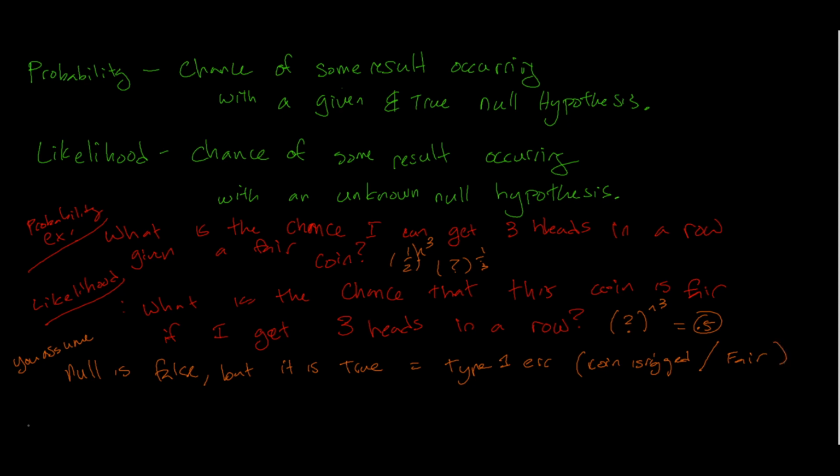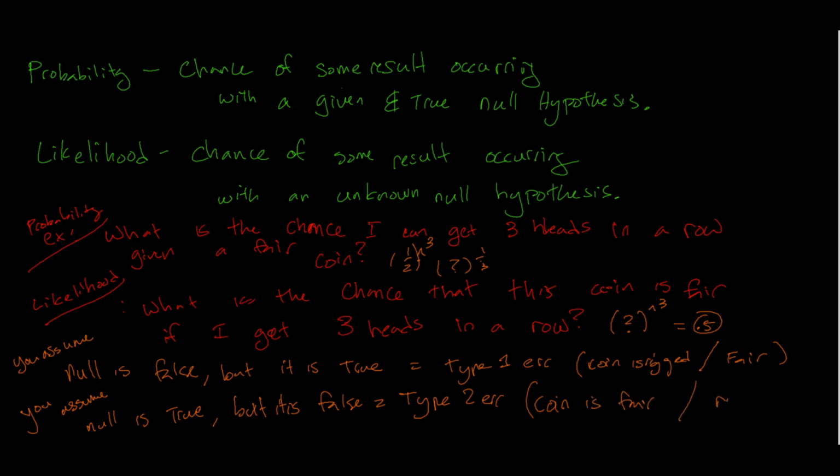And finally, for the second one, you assume the null is true, but it is false. So that's a type 2 error. Once again, going back to the coin example, I'm flipping a coin, and I think that the coin I'm flipping is fair, but actually it's rigged. So those are the 2 different types of errors.